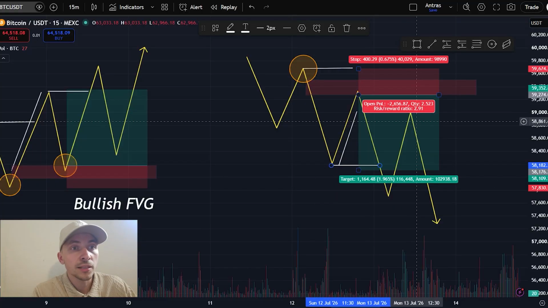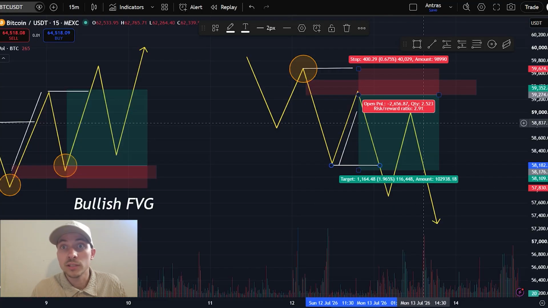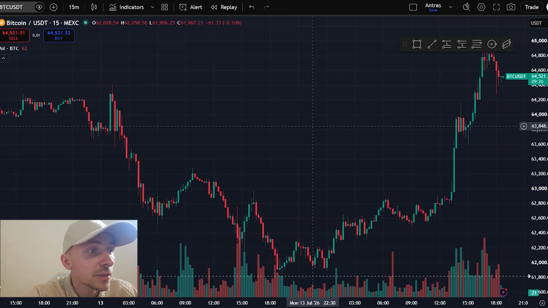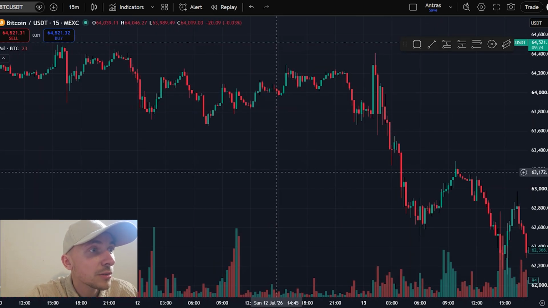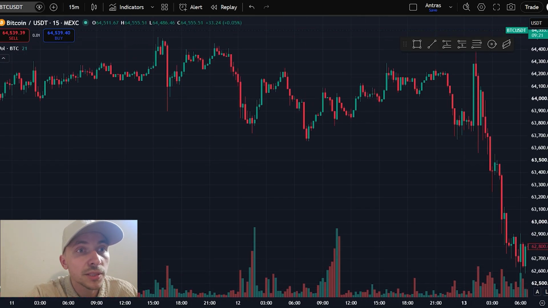So the market creates a break of structure, and we are taking advantage of knowing this information and entering the trade. In this case scenario, also 1 to 3 risk reward. So now let's get into the charts and look for some examples. I'm gonna try to look for something interesting.